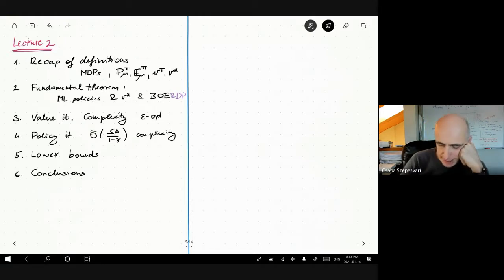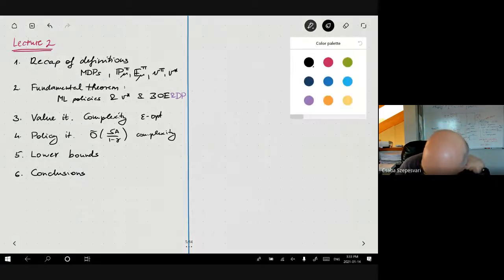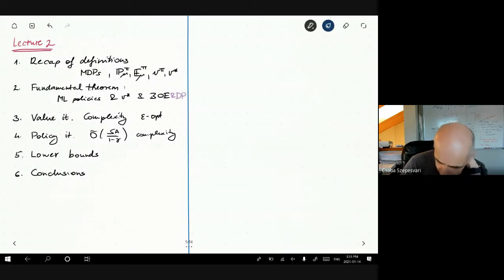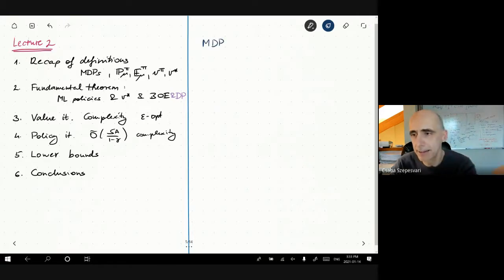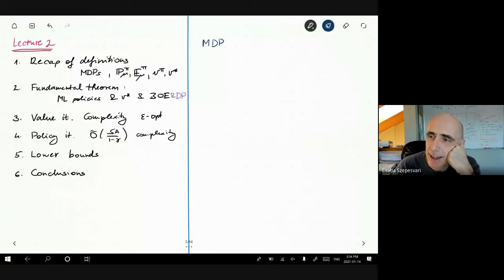So with that, let's jump into the first part of the lecture, which is recapping the definitions. This is going to be a little bit drier than last time, just a bunch of definitions. So what is an MDP, mathematically? Does anyone want to give me an answer? As a mathematical definition, what would be in an MDP? You can jump in and give me some answer.